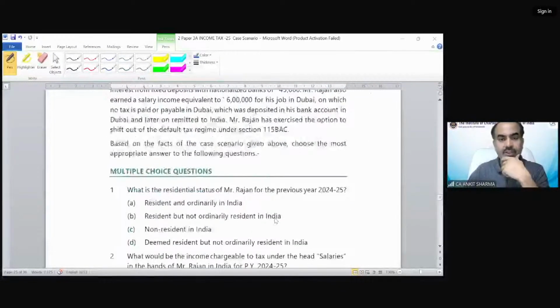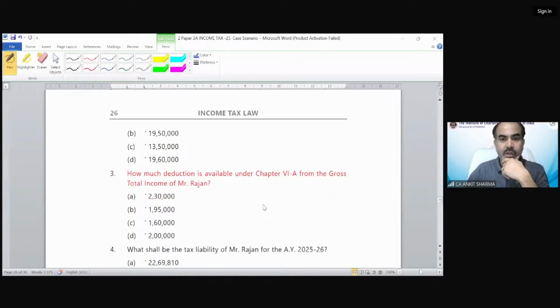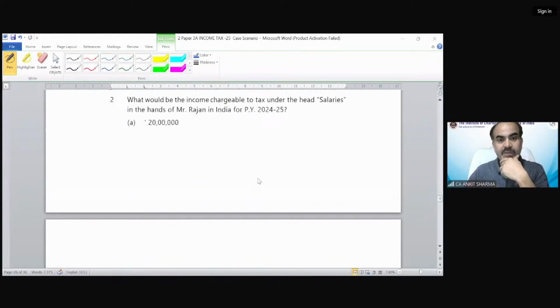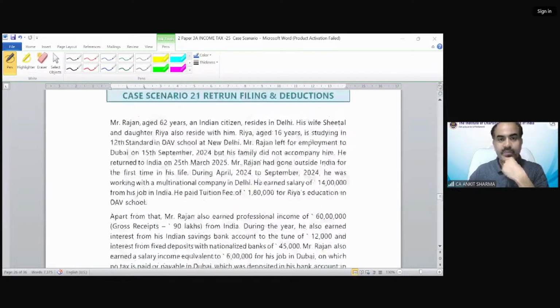Return filing and deduction topic. In this point, the question is asking how much deduction is available under chapter 6A. So when the question asks for deduction under chapter 6A, we have to give the answer of total deduction from section 80C to 80U. So it is also important to see what deduction is the requirement of the question. Is it only section 80C or chapter 6A deduction? For this purpose, we have to go through the question. We will take out only that amount on the basis of which we can find out the deduction amount.